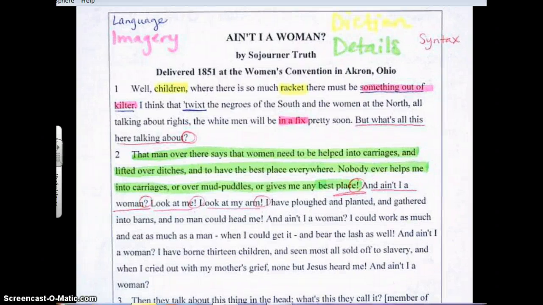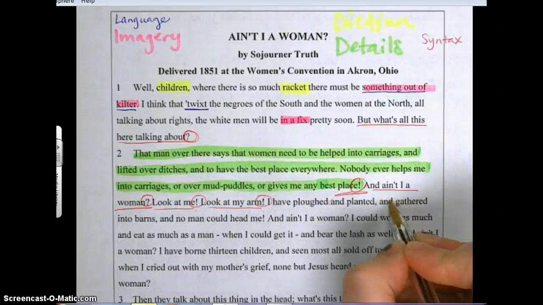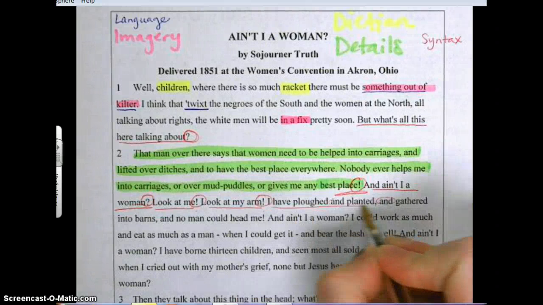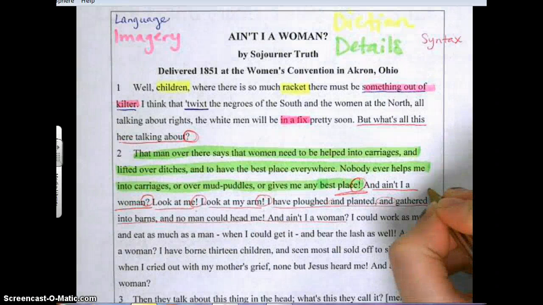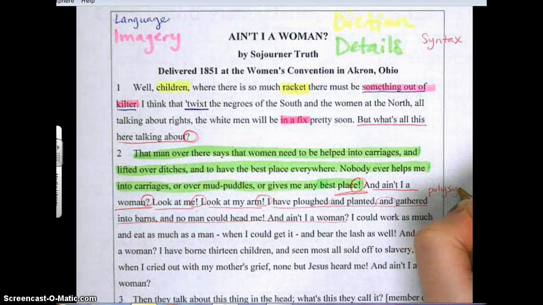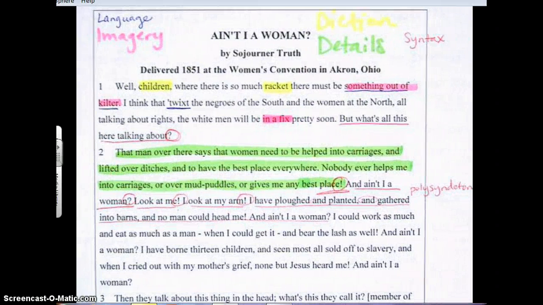"I have plowed and planted and gathered into barns, and no man could heed me, and ain't I a woman?" Listen to this. I've plowed and planted and gathered into barns, and no man could heed me, and ain't I a woman? When it happens more than twice, looking at these conjunctions, we have a type of parallelism called polysyndeton. So I'm going to label that out to the side since that's a new one for you. Make sure it shows up for you. There we go.